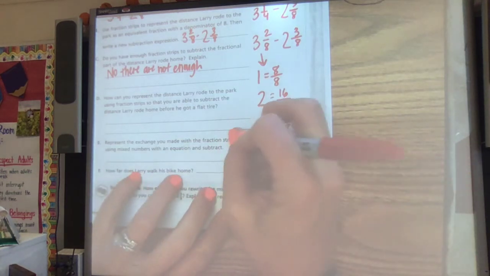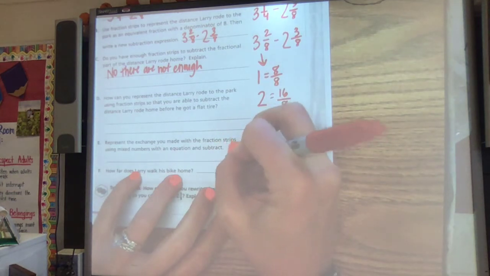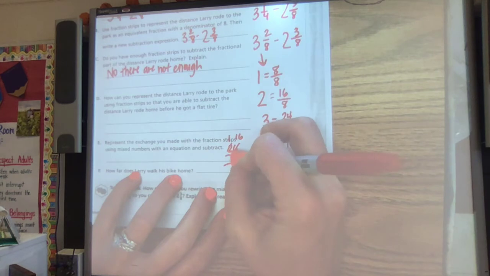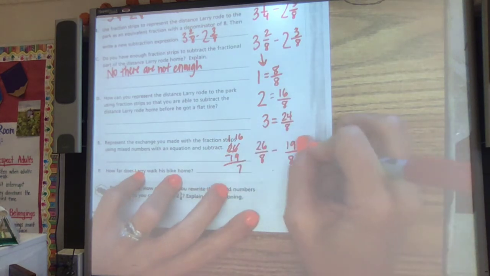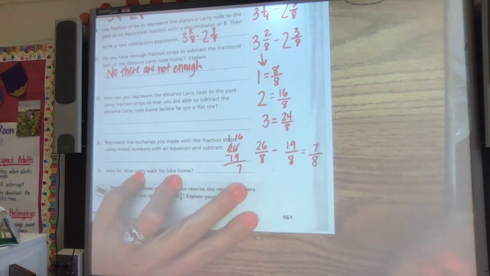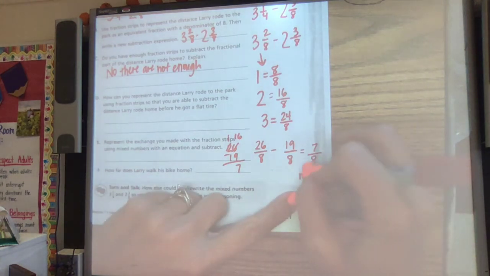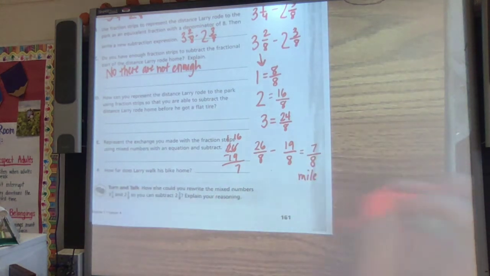So I have 26 minus 19. That is 7 eighths. And there we go. So our answer is 7 eighths mile. He was almost there, but he wasn't quite home.